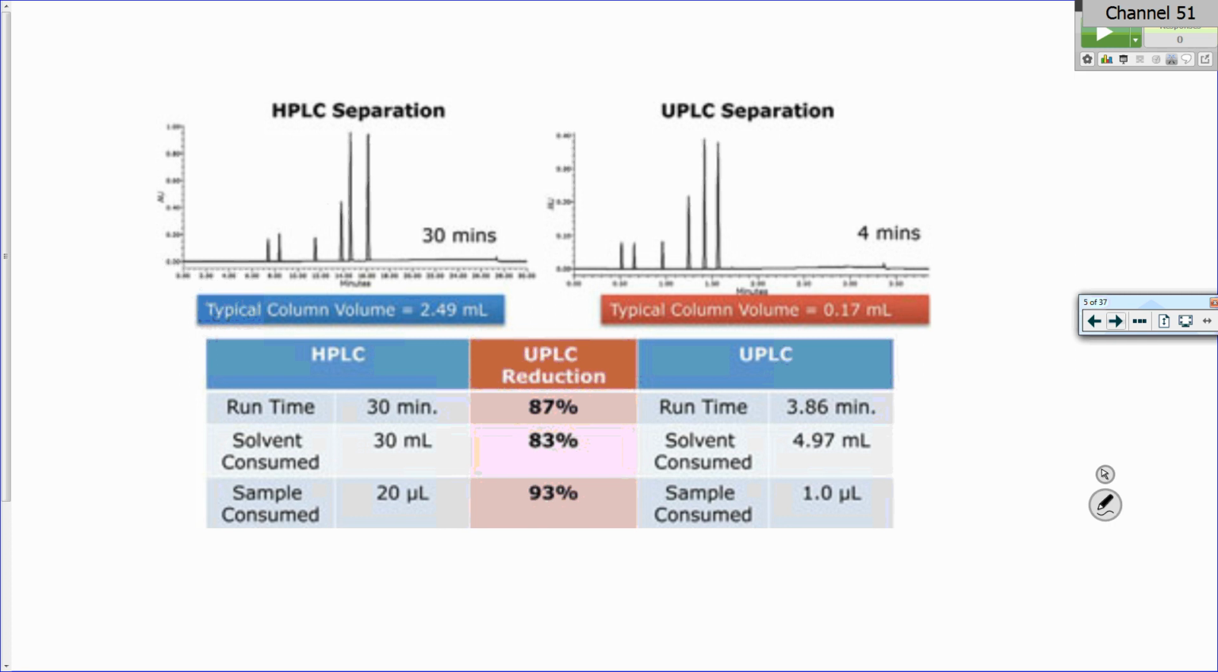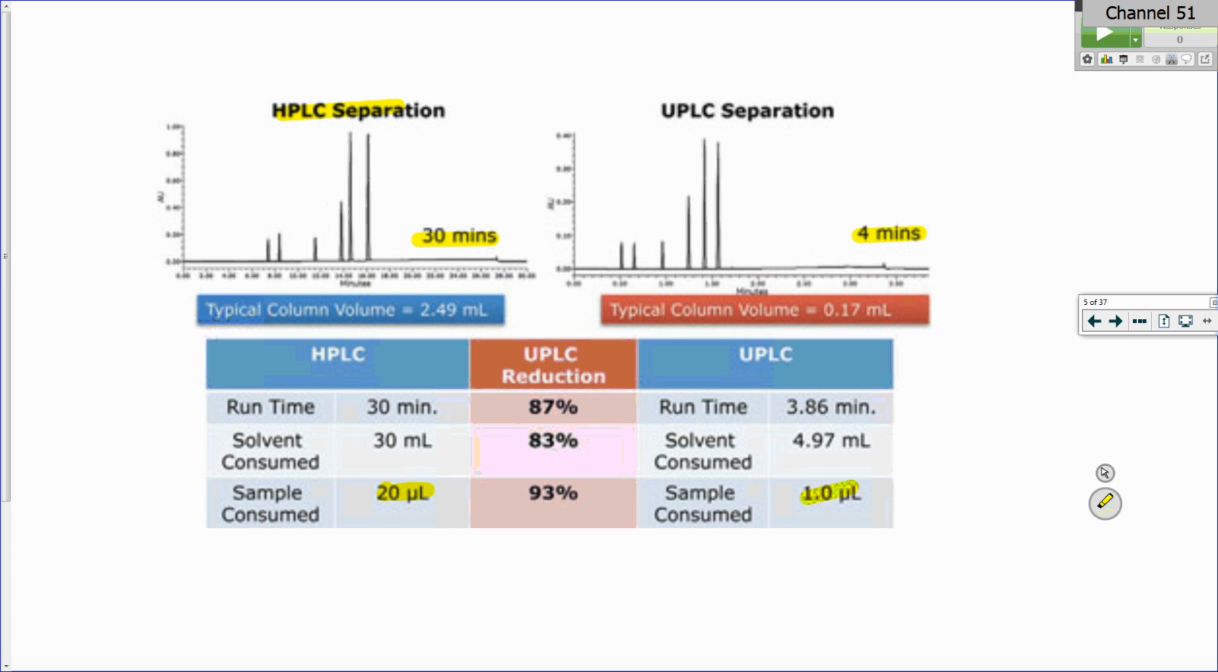To give you an idea of what you can do with UHPLC and why it's gaining popularity, these are 2 separations that are achieved with HPLC and UHPLC. Standard HPLC, the separation is done in 30 minutes. UHPLC, the separation is done in 4 minutes. The other thing you look at is the amount of sample that's consumed. With the standard separation, you injected 20 microliters on the column. This one, you injected 1 microliter.